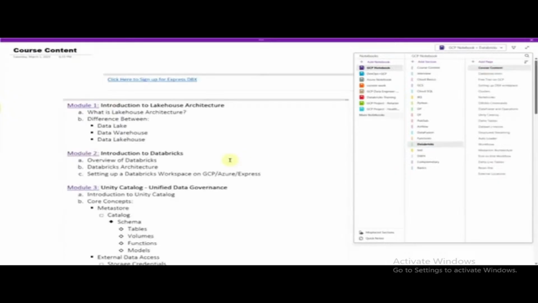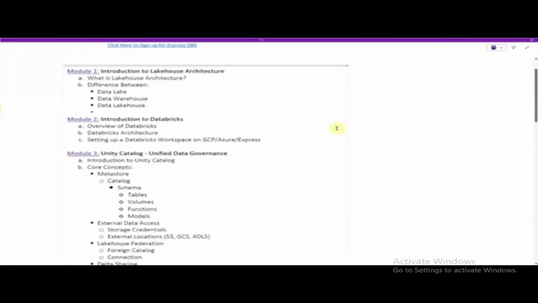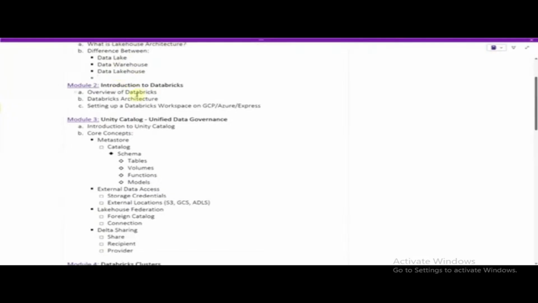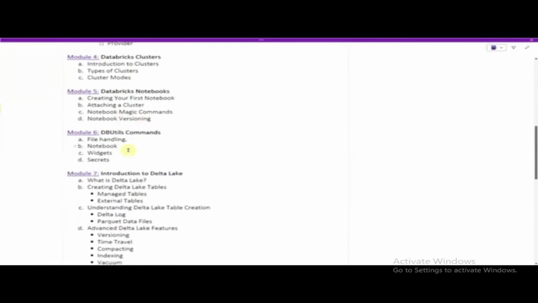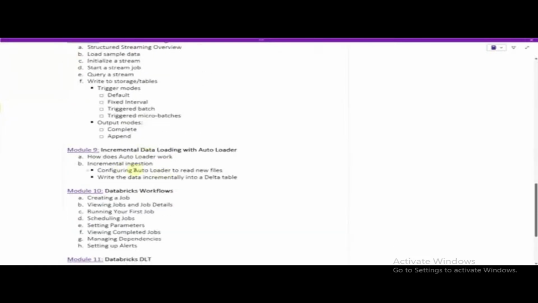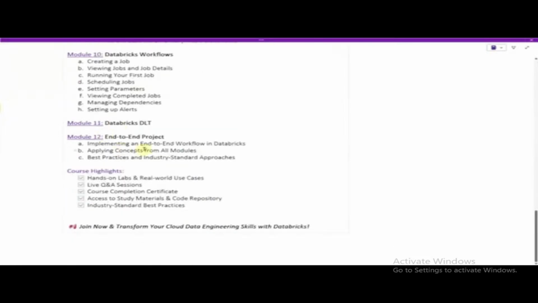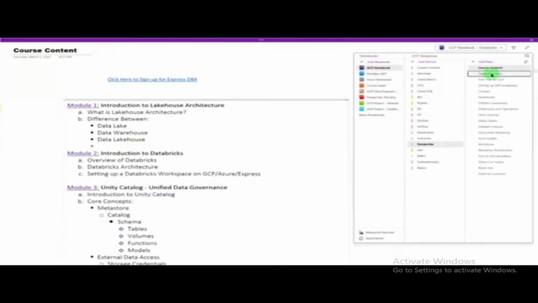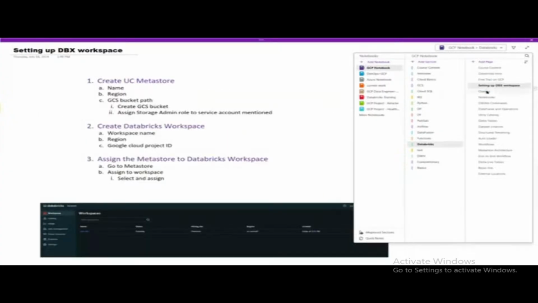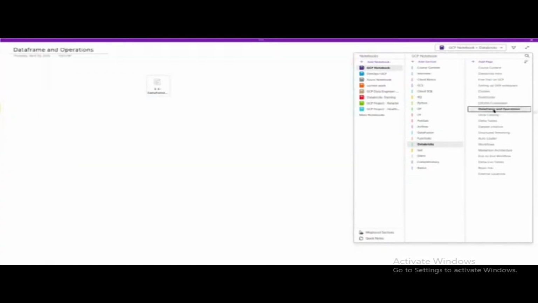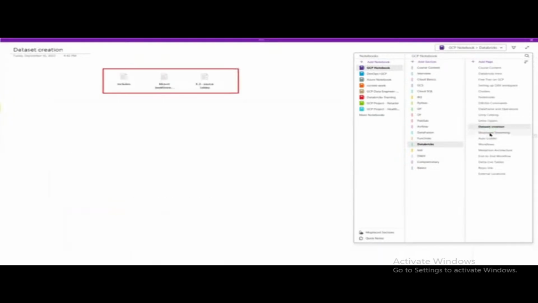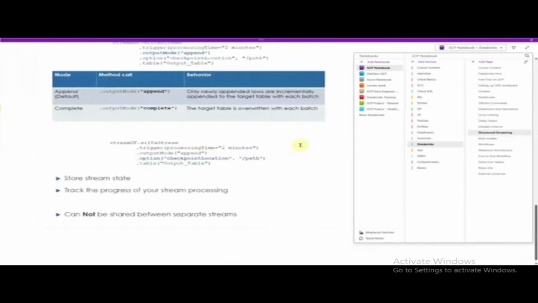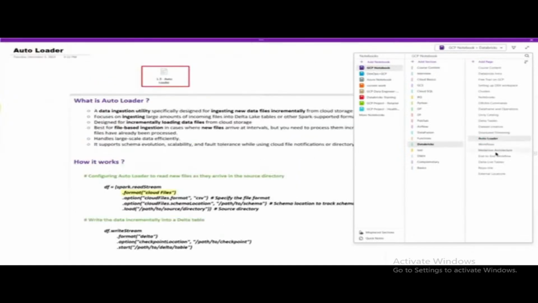Databricks, everything is covered in Databricks again. So introduction to the Lakehouse, introduction to Databricks, Unity Catalog, Databricks clusters, notebooks, utilities, Delta Lake, structured streaming with Databricks, Auto Loader, workflows, DLT, end-to-end project. So everything is covered. If you guys want to see here also, Databricks introduction, setting up the Databricks clusters, notebooks, DB utilities commands, data frame and operations, Unity Catalog, Delta tables, dataset creations, structured streaming. So you also have structured streaming, Auto Loader, and workflows.